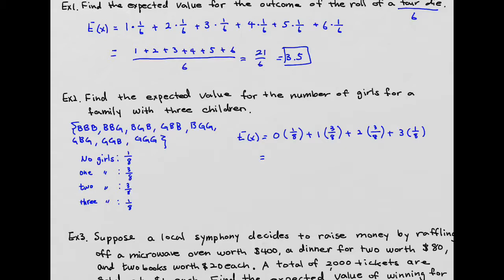And when you multiply all that, this is going to give you 0. That's 3/8, 6/8, 3/8, which is 12/8. And when you reduce, 3/2, that's 1.5. So the expected value is 1.5. This means the average number of girls for all these families with 3 children will be 1.5.